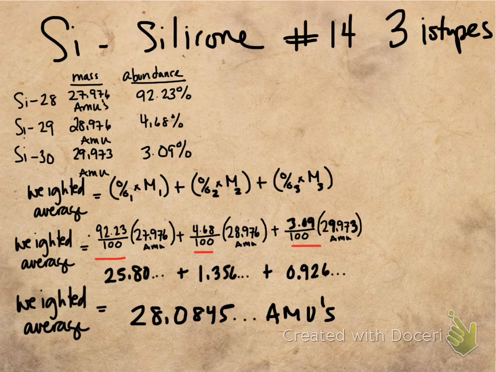When we check a periodic table, we show silicon with an average atomic mass of 28.085 AMUs. Not too shabby.